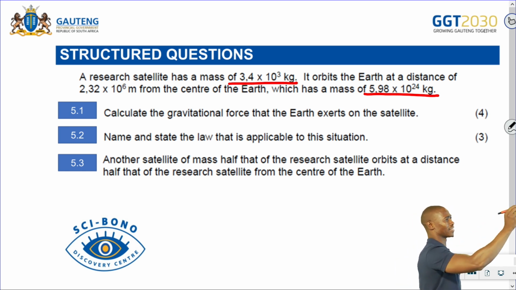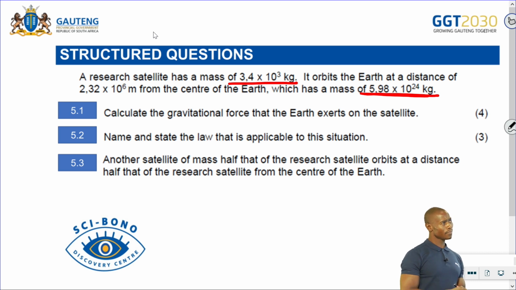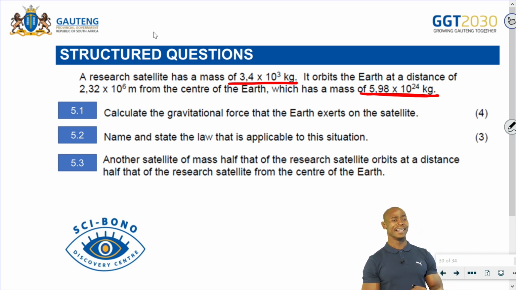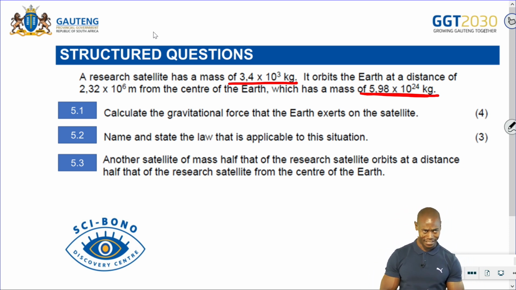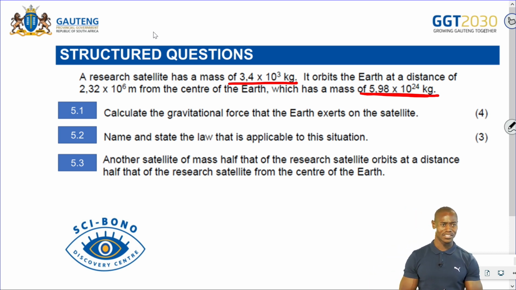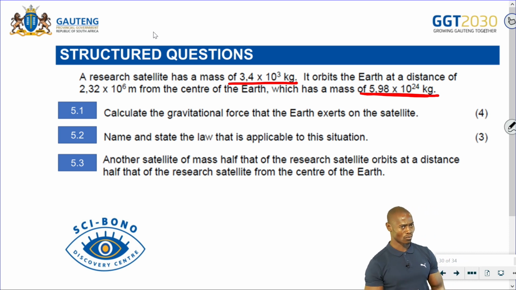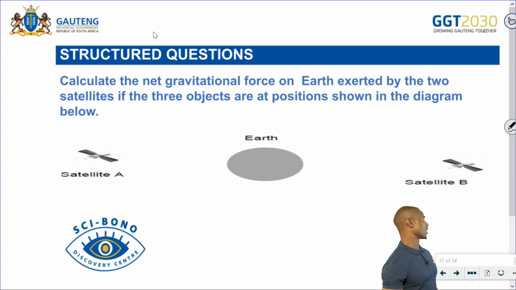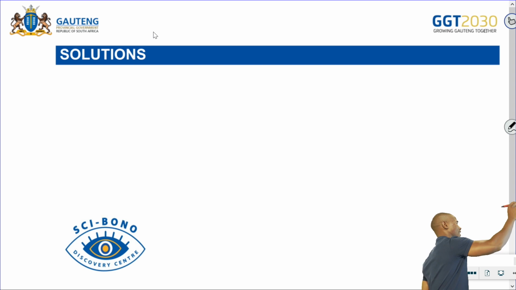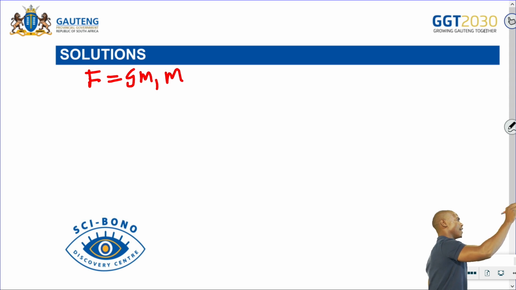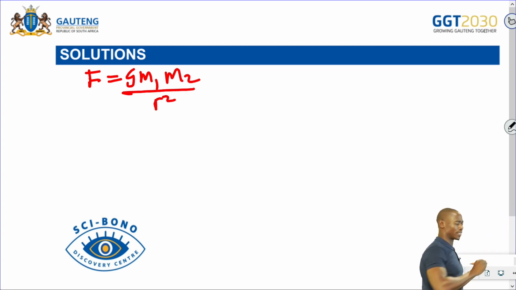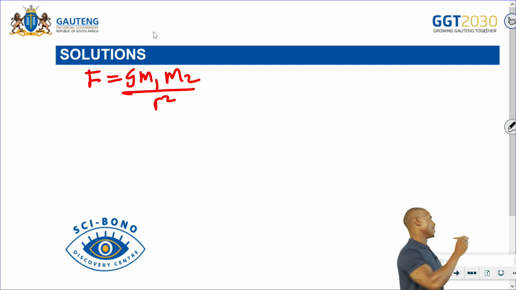Okay, research satellite has a mass, so the mass of the satellite is this, and the mass of the Earth is this, and then the distance is 2.32 times 10 to the power 6 meters from the center of the Earth. Calculate the gravitational force that the Earth exerts on the satellite. Okay, so the gravitational force that the Earth exerts on the satellite is given by F equals G m1 m2 over r squared.